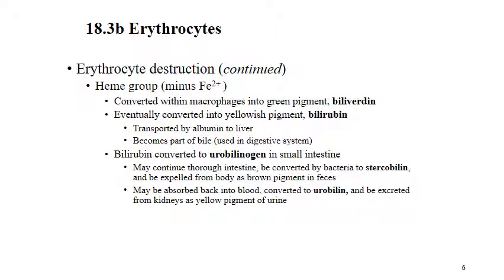So the heme group minus the iron is converted within macrophages into green pigment, which is biliverdin. It's eventually converted into a yellowish pigment called bilirubin, and it's transported by the protein albumin to the liver and becomes part of bile, which is used in our digestive system to break down fats. Bilirubin is converted to urobilinogen in the small intestine, so it may continue through the intestine or be converted by bacteria to stercobilin and then be expelled from the body as brown pigment in our feces. So you can thank the heme group from your blood cells for making your poop brown.